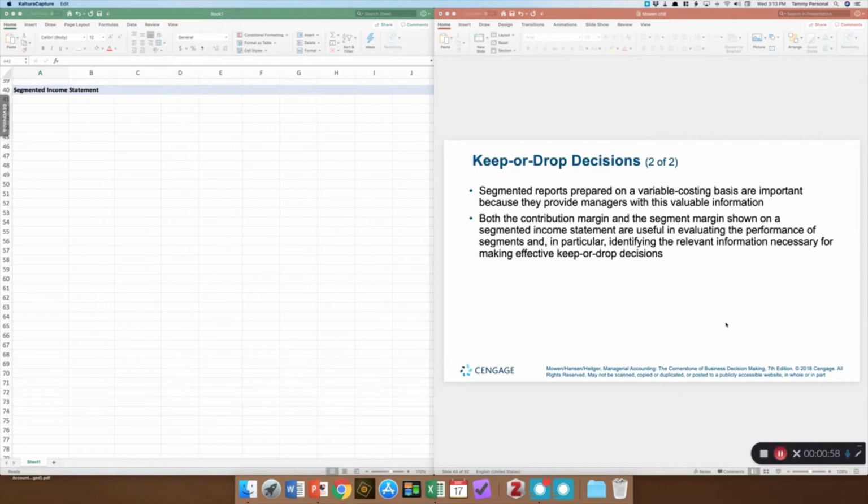And then in order to be able to look at the relevant information, we need to have reports generated so that we have the information. And these segment income statements or segment reports are given on a variable cost basis. So we are really interested in variable cost, contribution margin, etc. And both the contribution margin and the segment margin on a segmented income statement are useful, and in particular they're useful for identifying which information is relevant for making effective keep or drop decisions for the product lines or the segments.